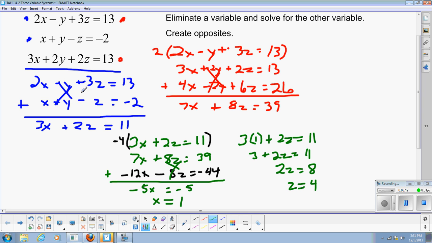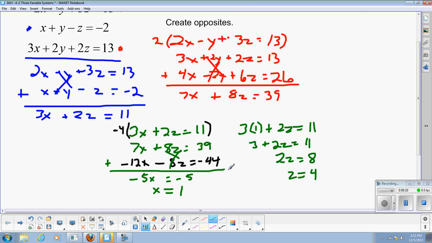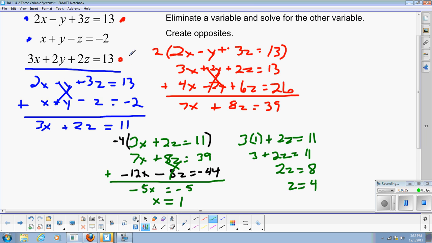I'm now going to go back to the original three-variable system, and I'm going to put 1 in for X and 4 in for Z. It doesn't matter which equation I use. Can you guess which one I'm going to use? I'm going to use the middle one. It has the least amount of work in it. It is the simplest equation, and I should be able to find my answer fairly quickly.